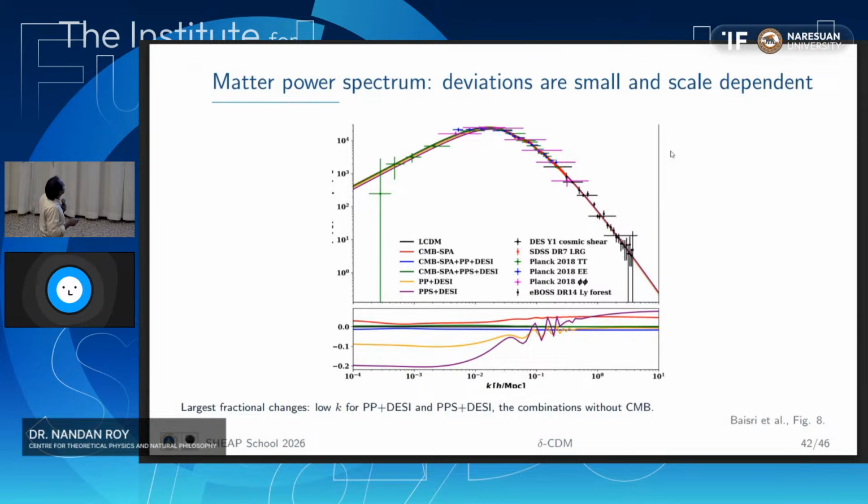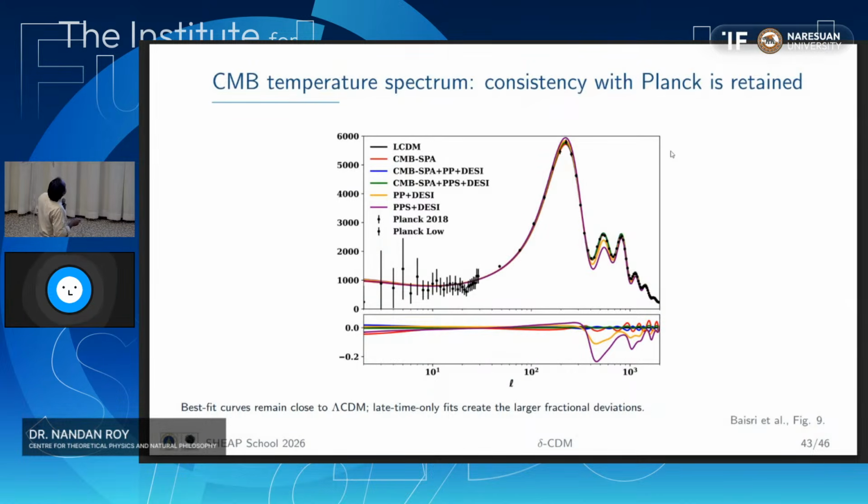This is the difference plot. So there is deviation at different scales, and the deviation depends on which scale you are at. And for the CMB temperature spectrum, it actually differs significantly at high L.